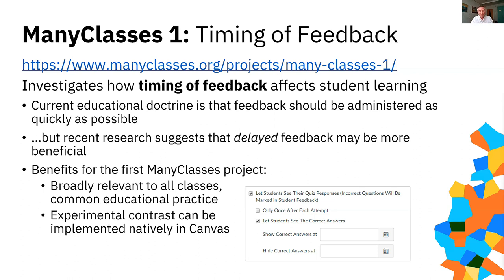But there's been more recent research that suggests that delayed feedback may be more beneficial. It just hadn't been conducted at scale. And it was really cursory, the types of studies where that had been observed. And it had a lot of benefits for the first many classes project.